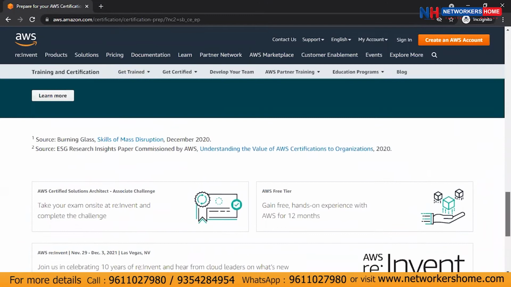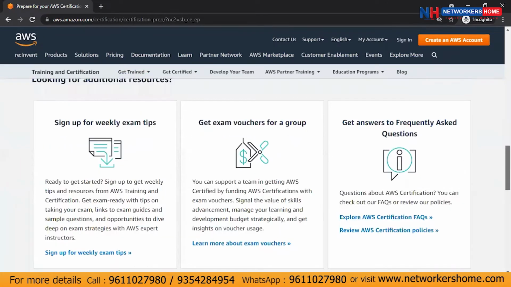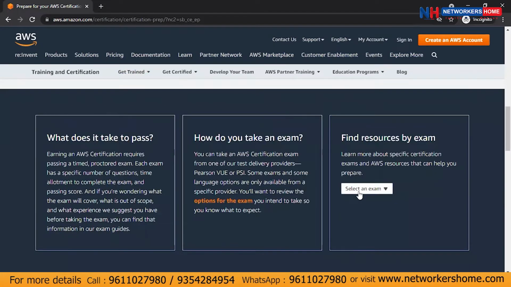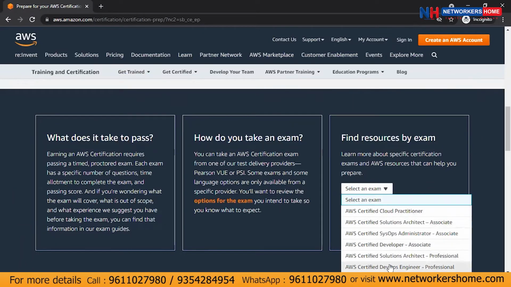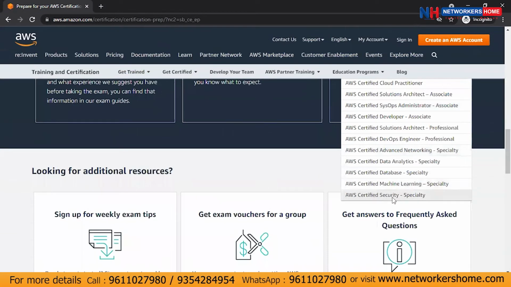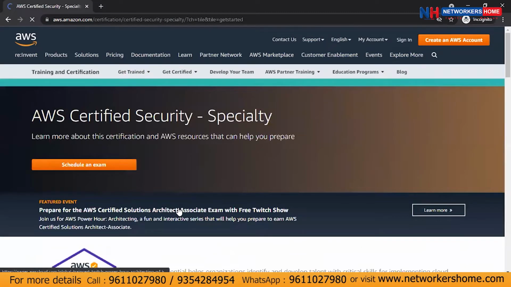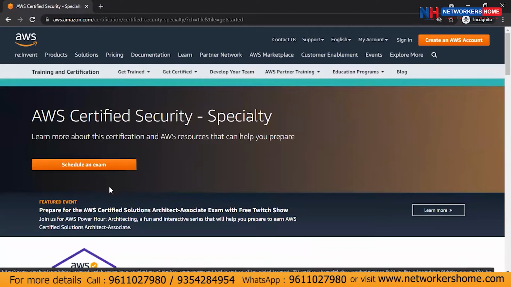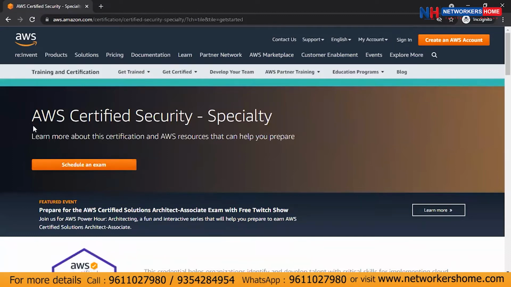Okay, not in this page, I think. Let's scroll up. Okay, let's select here. Select the exam, which is AWS Security Specialist. So this paper is about pure security. Okay, computing, networking, storage, database security.